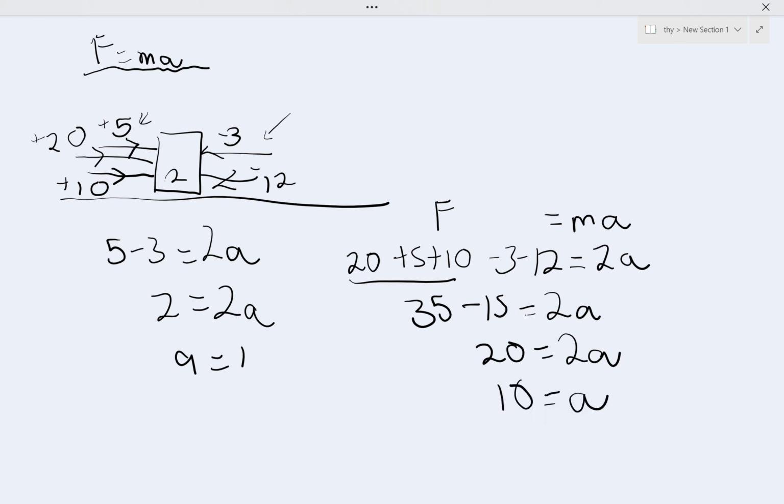And what direction is this object going to move in? This time we're going to think about which of the sides had more force. This was 25 and 10, which gave us a sum of 35. And this was negative 3 and negative 12, which gave us a sum of negative 15. Clearly the 35, the ones on this side, are stronger than the ones on that side, and so they're going to manage to push the object in that direction with an acceleration of 10.